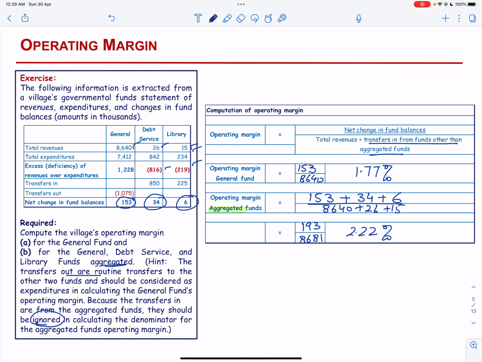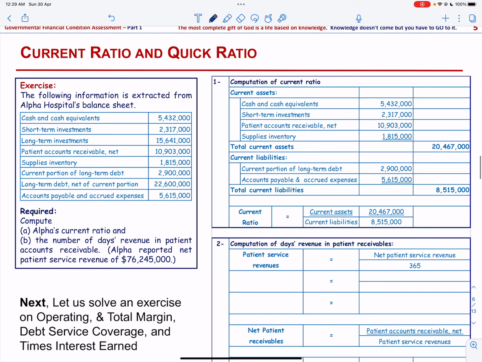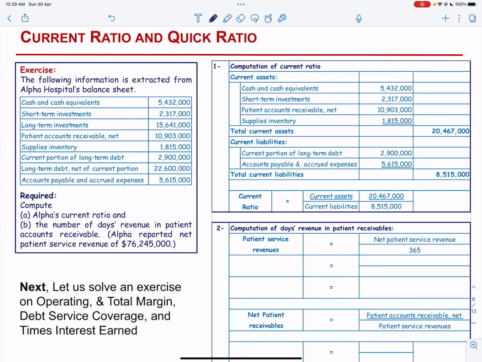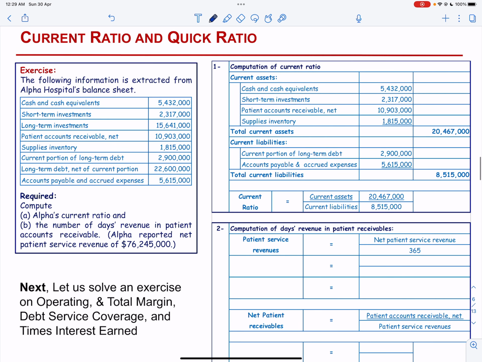Next, let us solve an exercise on current ratio and quick ratio. The following information is extracted from Alpha Hospital's balance sheet. We have cash and cash equivalent, so this is a current asset. Short-term investment is a current asset. Long-term investment obviously is not a current asset. Patient accounts receivable net is a current asset. Supplies inventory is a current asset.